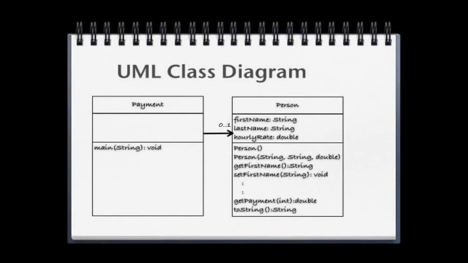Let's have a quick look at our UML class diagram again. Now we have 5 items created. Let's work on the getters and the setters for our person class.